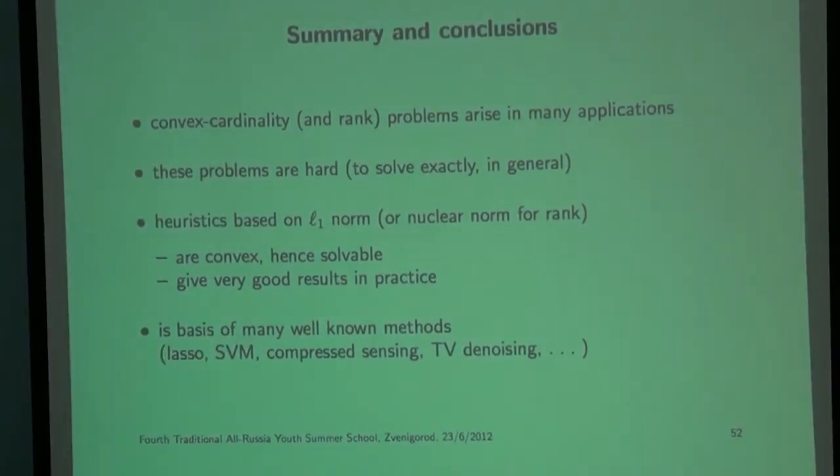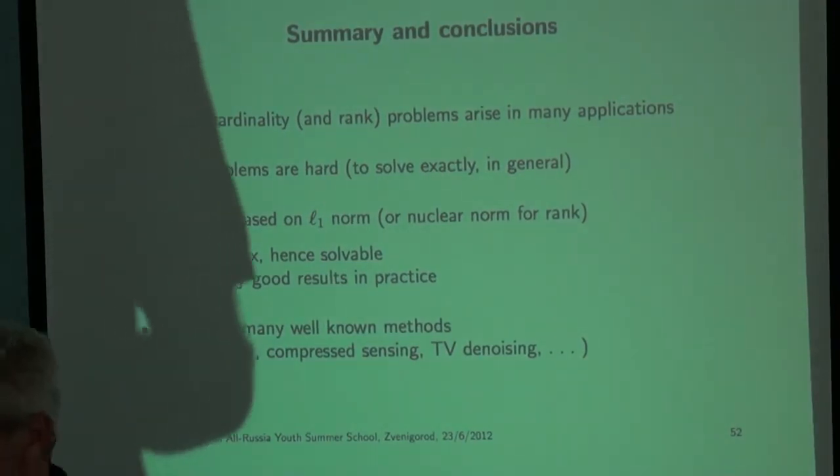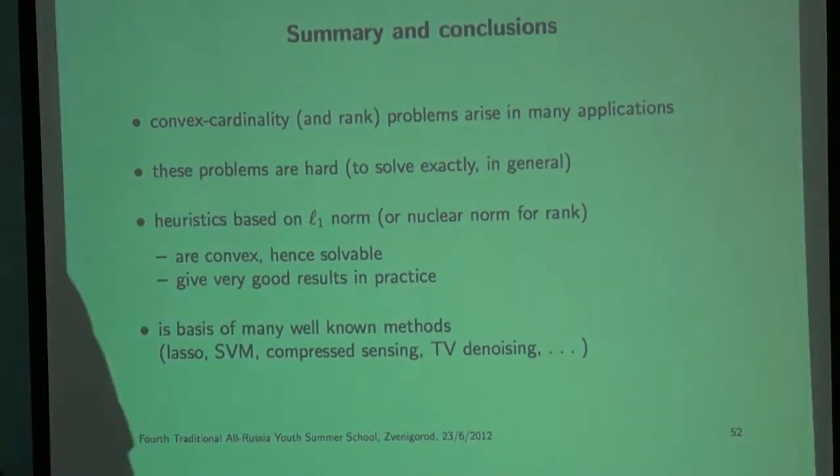Okay, so that finishes up this topic. I'll just make a couple of conclusions. So these problems with cardinality and rank, they arise in lots of cases. They're hard to solve exactly. But these heuristics are convex, therefore solvable, and they give very good results in practice, and they're the basis of tons and tons of stuff. So that's it. That's the whole thing. Now you know about L1 methods. Okay, thanks.